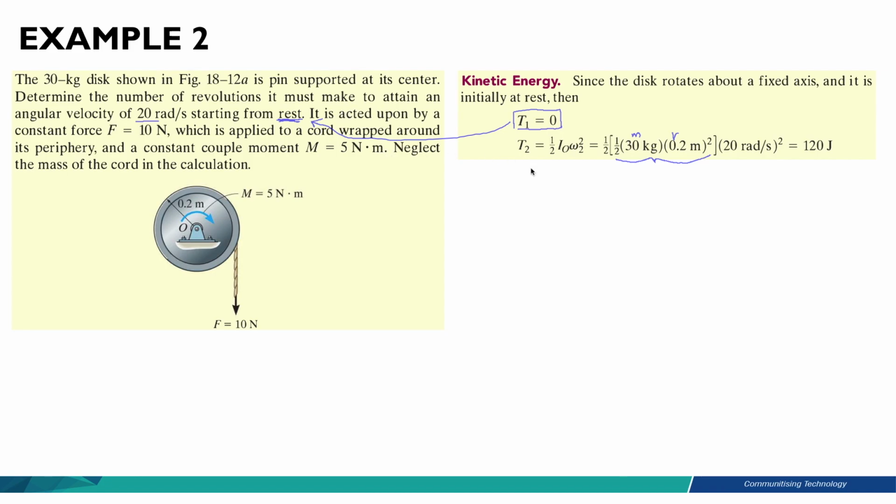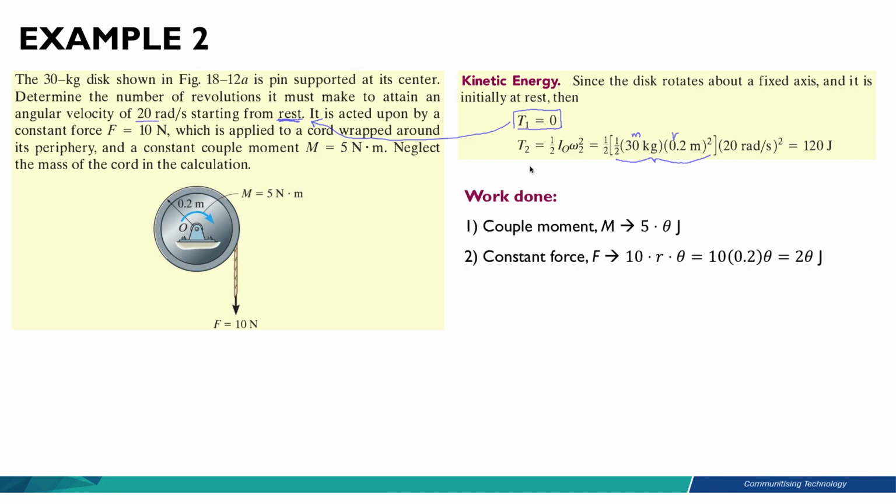Remember the principle of work and energy. We need to calculate the sum of work done throughout the motion. So when we calculate the work done, there are two works being done here. The first one is by the couple moment, M equal to 5 Newton meter. What we want to find out here is the number of revolutions, which is basically the angle theta that this has rotated. So the work by the couple moment is 5 times theta. Theta we don't know yet.